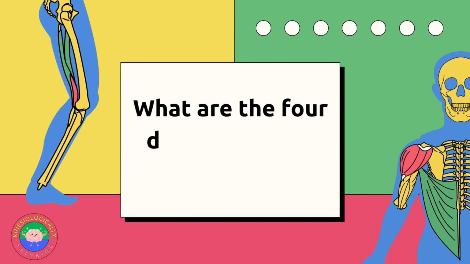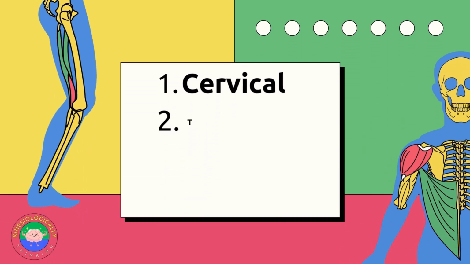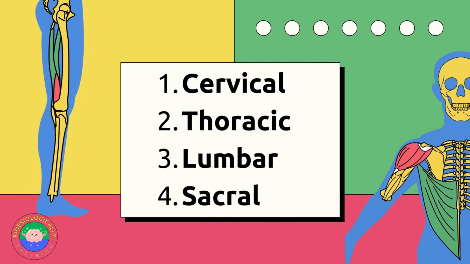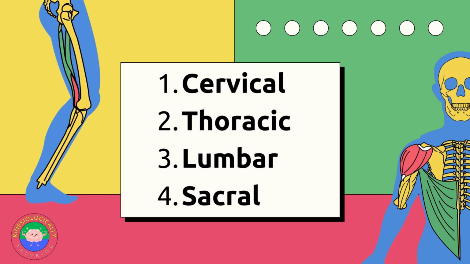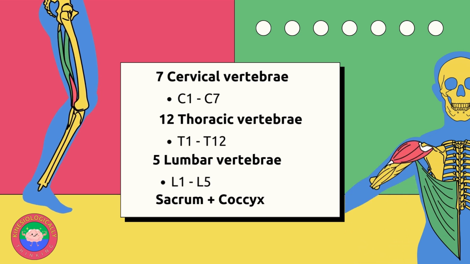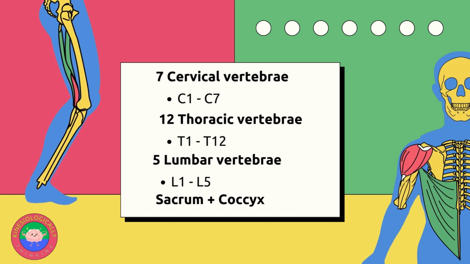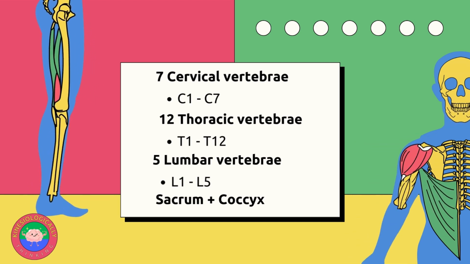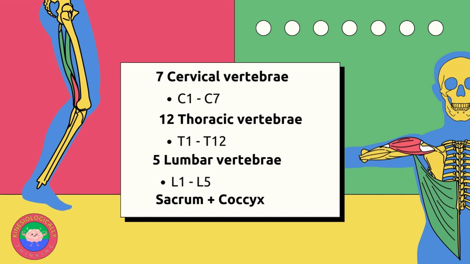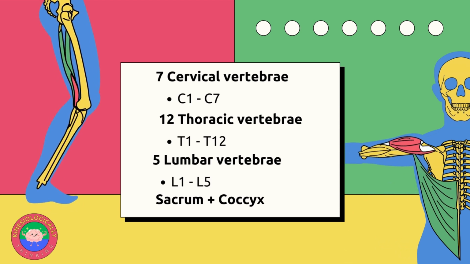First, we'll start off by looking at the 4 divisions of the vertebral column. These divisions in order from superior to inferior are cervical, thoracic, lumbar, and sacral. There are 7 cervical vertebrae, denoted as C1 to C7, 12 thoracic vertebrae, denoted as T1 to T12, 5 lumbar vertebrae, L1 to L5, and the sacrum plus coccyx make up our sacral division. In total, there are 33 vertebrae in the adult human.